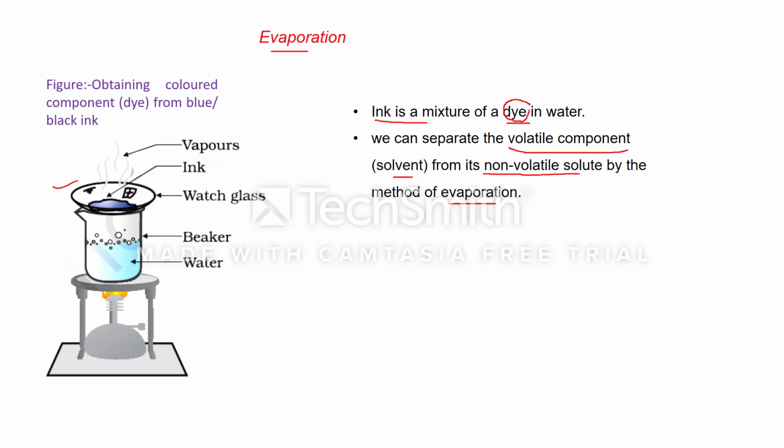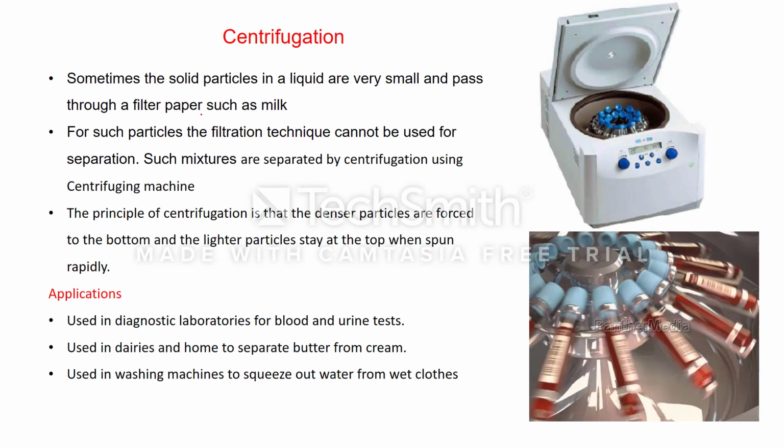This is the setup. In a beaker, we have taken water, and this beaker containing water is heated. On this beaker, we have put a watch glass, and this watch glass contains the ink. When we heat this water, heat goes to this watch glass, and water evaporates from the ink, leaving behind the ink dye. In this way, we can get the dye from the ink. Is it clear?